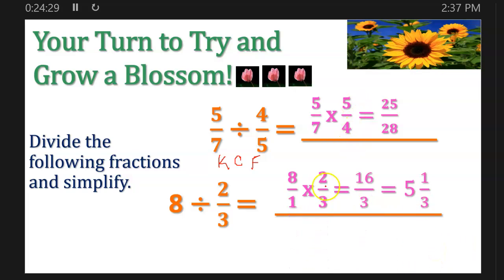The second one had a whole number, so we had to place that over 1. Then we use our keep, change, flip rule again. So we kept the first term as 8/1. We changed our division to multiply, and then we flipped the 2/3 around; that should have been 3/2. Hang on. Okay, so I had the wrong answer. See, Miss Garchow makes mistakes too. Let's see, that's going to give us 24/2, and 24/2 is actually 12. So if you got 12, you got the right answer.